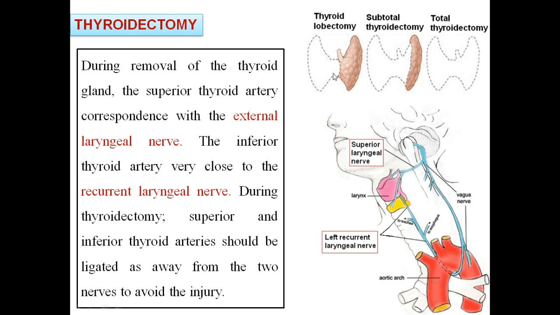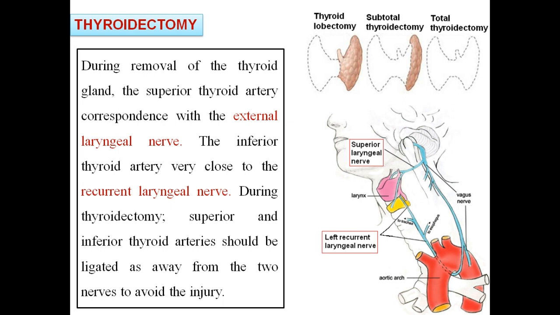Thyroidectomy means removal of the thyroid gland, either partial or total removal. During the removal of the thyroid gland, the superior thyroid artery and inferior thyroid artery should be ligated to avoid injuries to the external laryngeal nerve and recurrent laryngeal nerve.